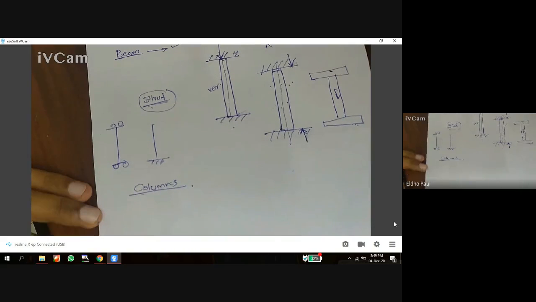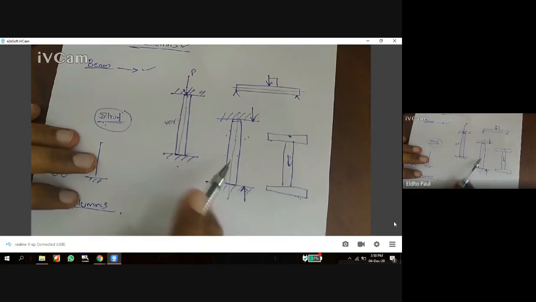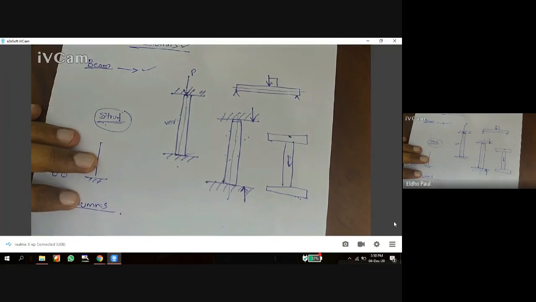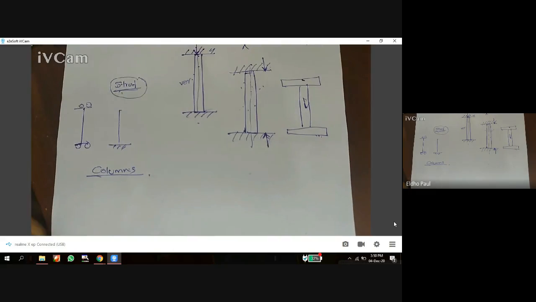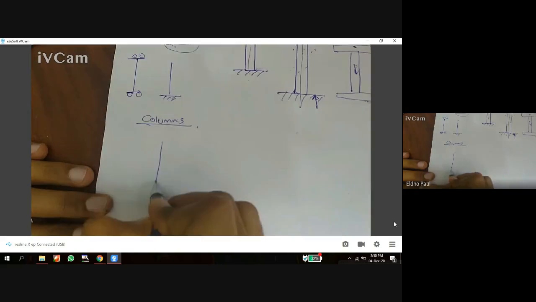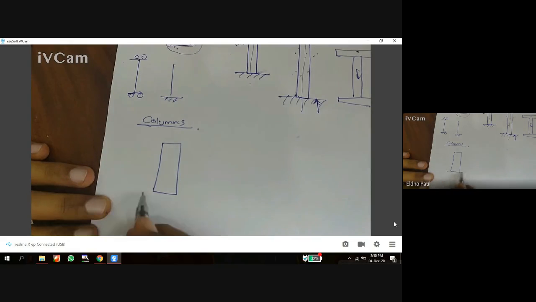Okay, so next we are going to study how we can design such a column. What are the different conditions we should consider while designing this column? Before studying the design of a column, we should understand the different failure conditions of the column. What are the different modes of failure of a column? What are the different possibilities for the failure of a column?